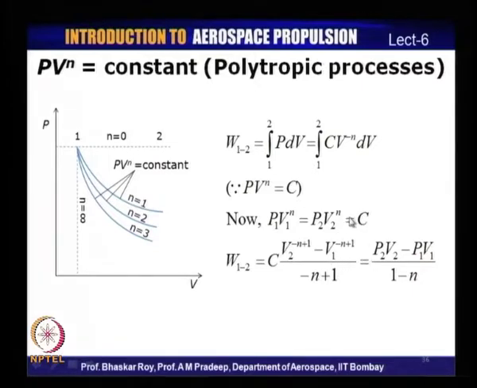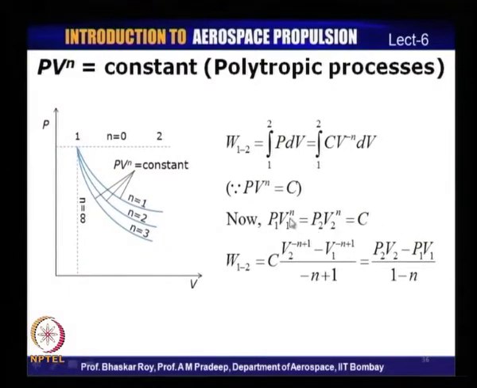And so, if we were to substitute these values into the work equation here, that is, if we were to replace V in terms of the pressures, what we would get is that work done from state 1 to 2 will be C times (V2 raised to minus n plus 1 minus V1 raised to minus n plus 1) divided by minus n plus 1.